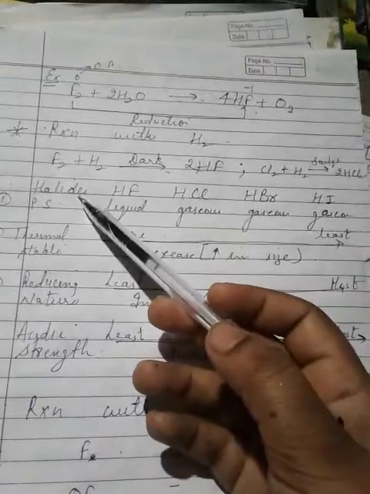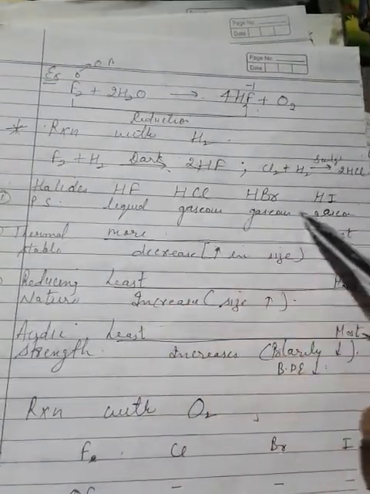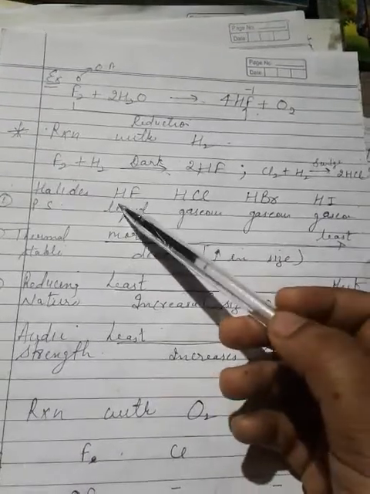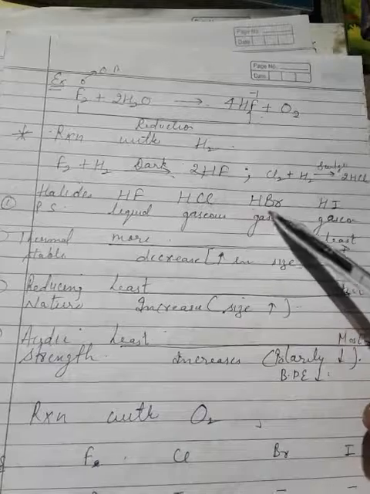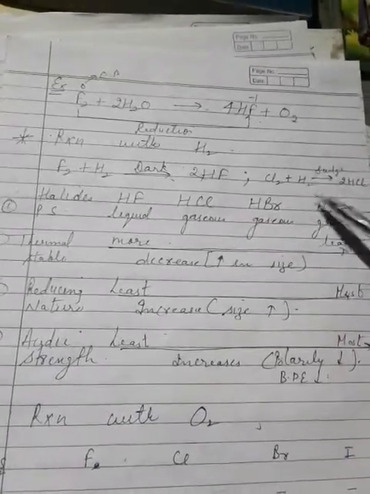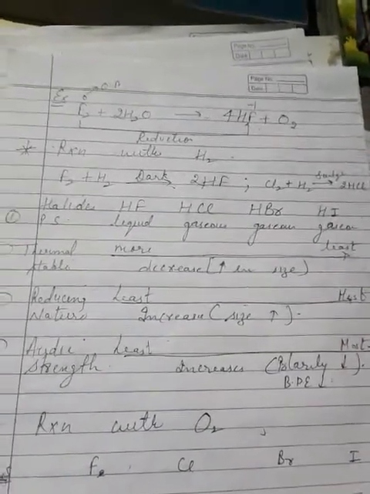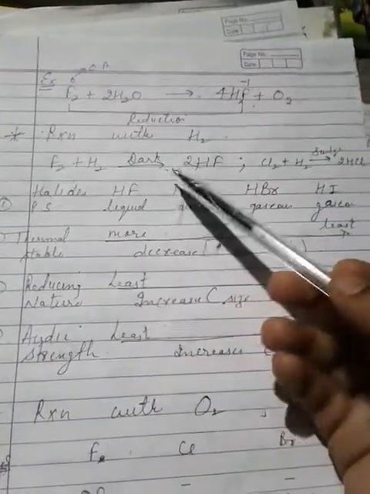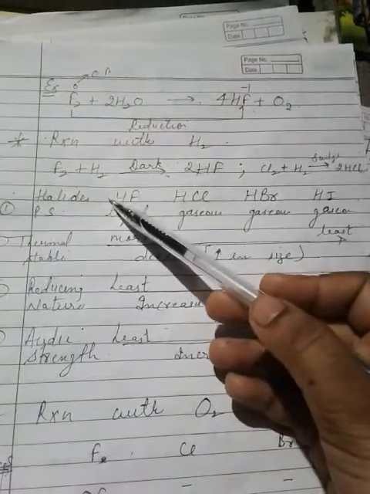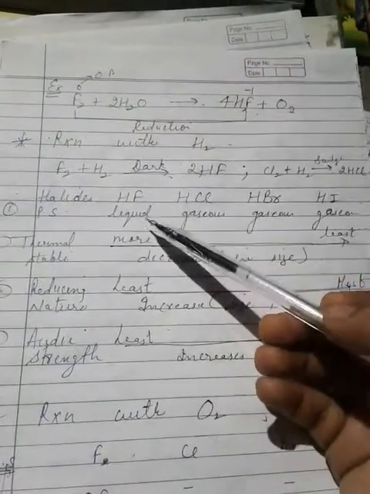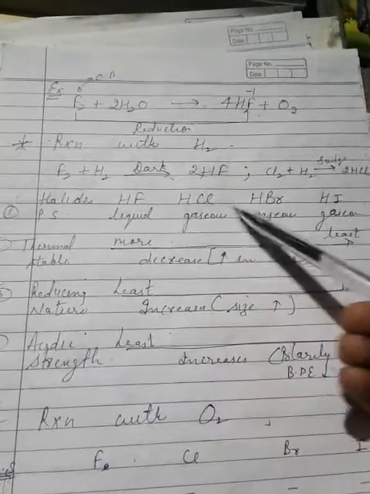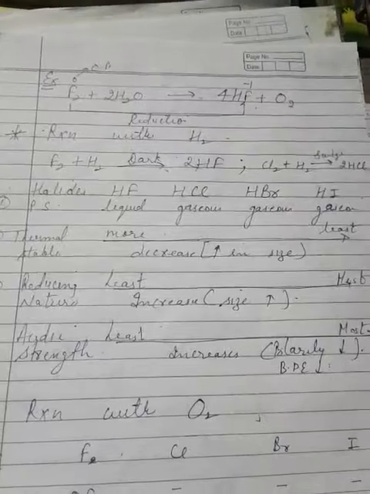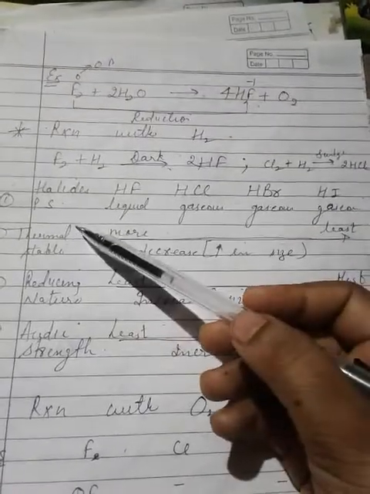So we have quoted here all the halides of group number 17: HF hydrogen fluoride, HCl hydrogen chloride, hydrogen bromide, hydrogen iodide. Now we have to study the properties of these halides one by one. The very first is physical state, meaning how they exist. Actually, HF is the only halide which exists in liquid form. All other halides exist in gaseous form.